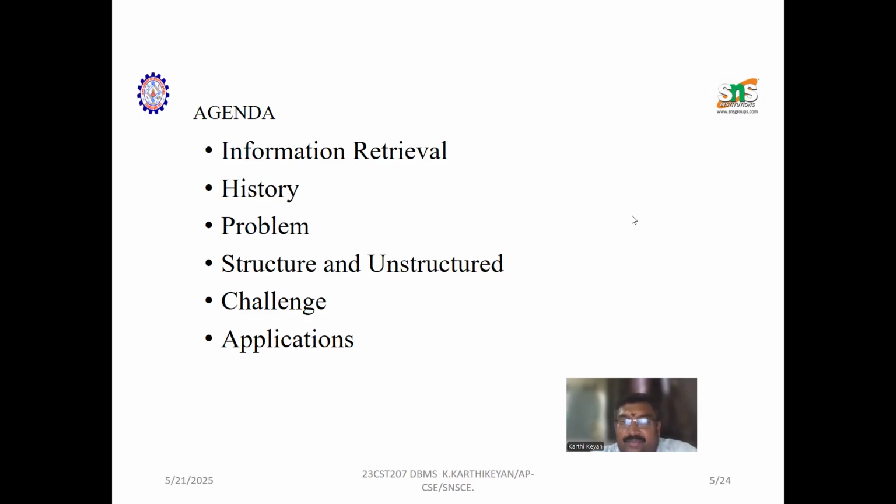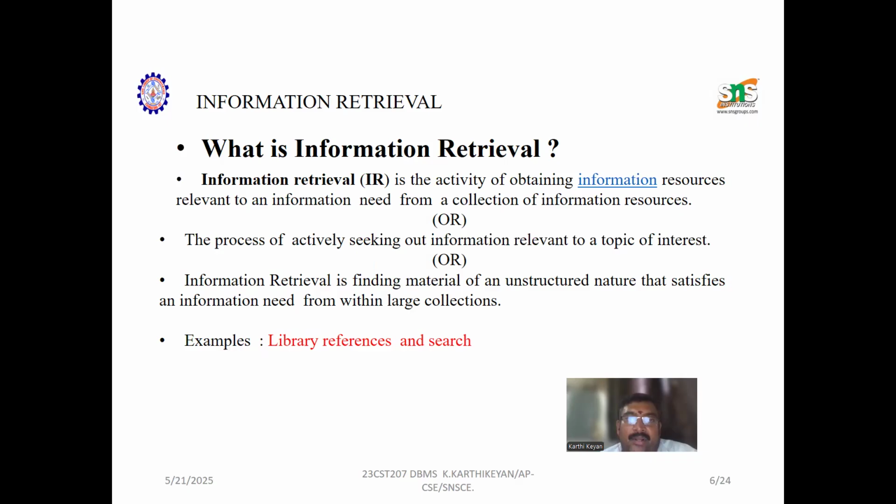So the agenda: what is information retrieval, history, problems, structured data, challenges and applications. Information retrieval is an activity of obtaining information resources relevant to an information need from a collection of information resources, or the process of actively seeking information relevant to a topic of interest. It is finding material of an unstructured nature that satisfies an information need from within larger collections. Example: library reference or search.